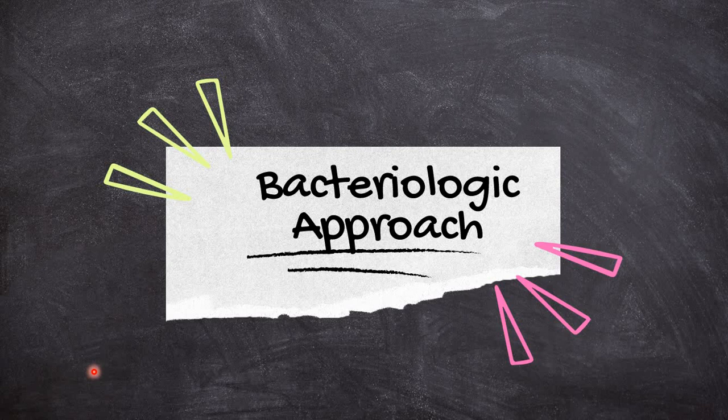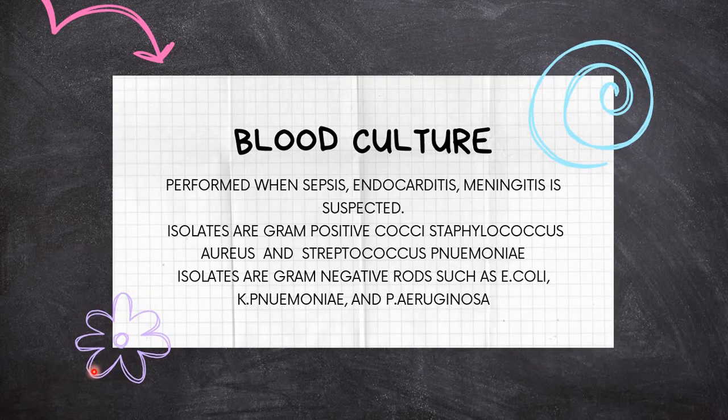So, what are the cultures used in the bacteriologic method? The first culture is blood culture. Blood cultures are performed most often when sepsis, endocarditis, meningitis, osteomyelitis, or pneumonia is suspected. The organisms most frequently isolated from blood cultures are two gram-positive cocci, Staphylococcus aureus and Streptococcus pneumoniae, and three gram-negative rods, Escherichia coli, that we call E. coli, Klebsiella pneumoniae and Pseudomonas aeruginosa.